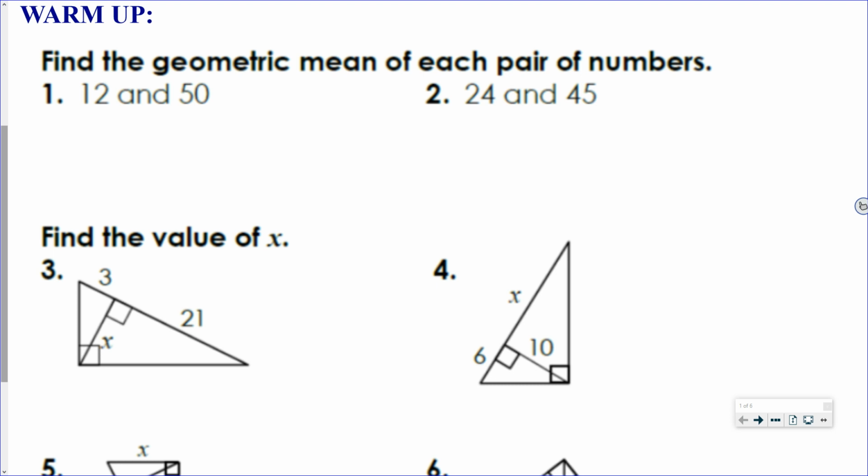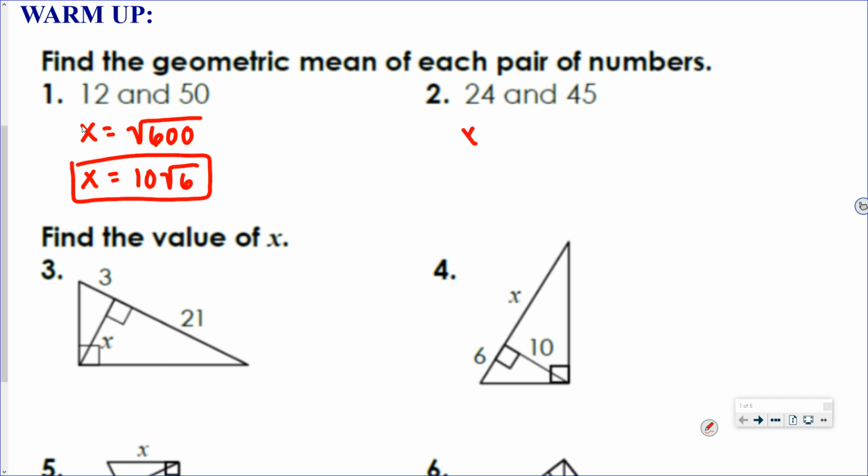So if I wanted to find the geometric mean of 12 and 50, I'd find the product of 12 and 50, which is 600, and I would square root that. Okay, and then we went over how to simplify radicals. The perfect square that goes into 600 would be 100, so it'd be 10 root 6 would be the geometric mean.